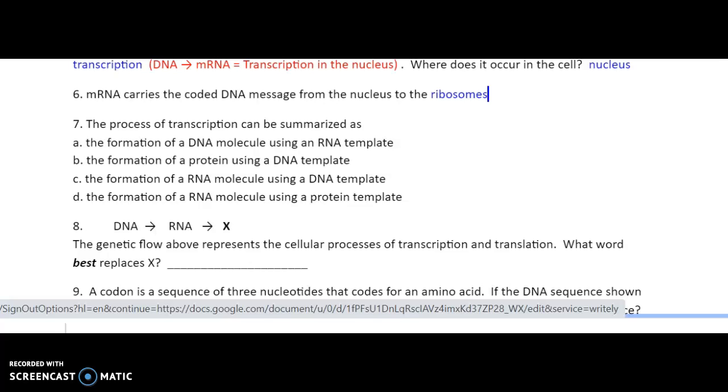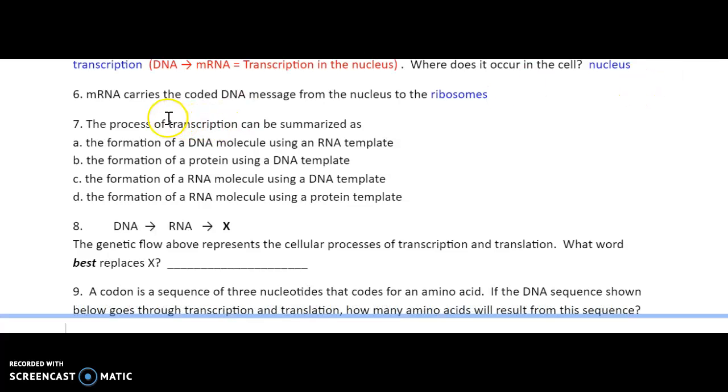Okay, pay close attention to number 7. I'm pretty sure you will see this one on the test as well. It might even be almost word for word. 7 says the process of transcription can be summarized as, well, a key word in this question is transcription. What's happening in transcription? We just said transcription is going from the DNA to the mRNA. Keyword transcription. So we are making mRNA during transcription.